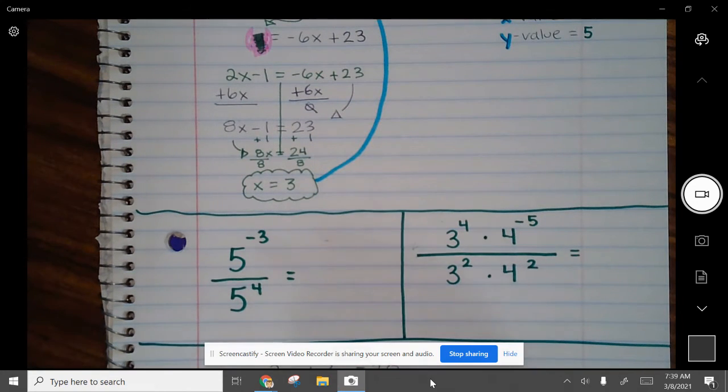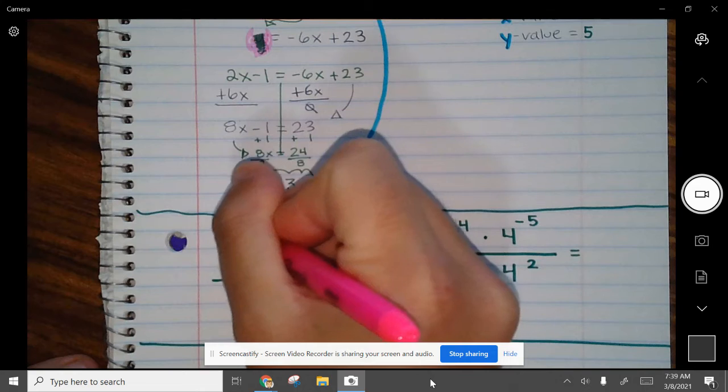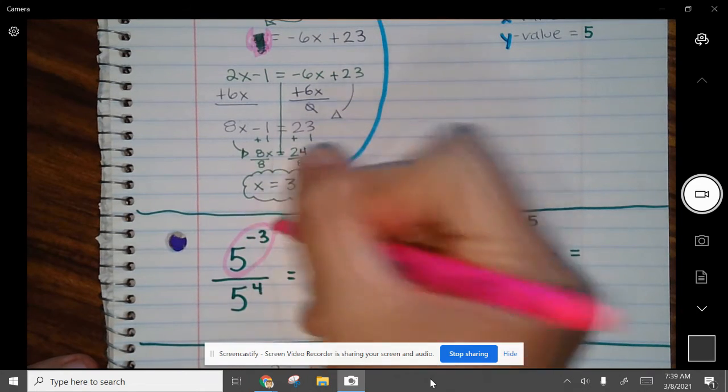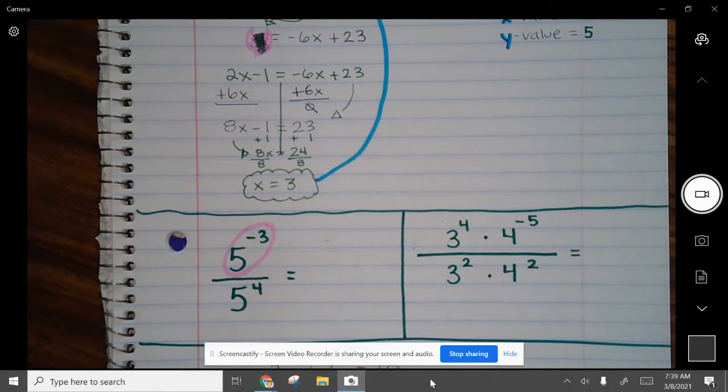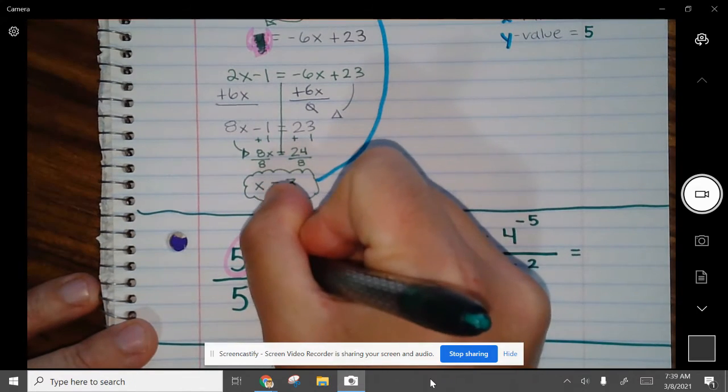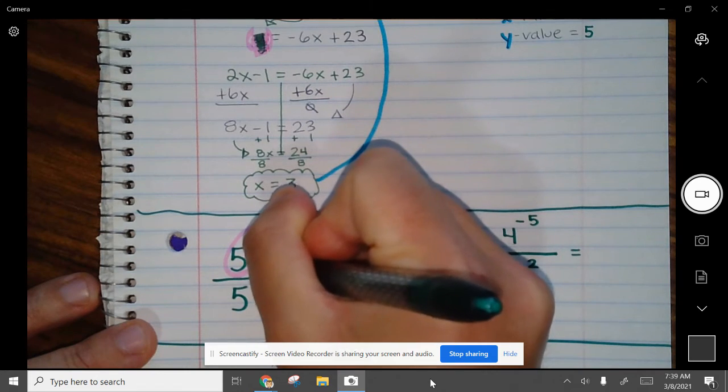If you remember, a negative does not want to stay negative. We don't like this negative. We want to move it, so it has to change sides. It's going to flip sides. So go ahead and write this down. You have to have all this written down. And remember, we're going to flip the side and make it positive.